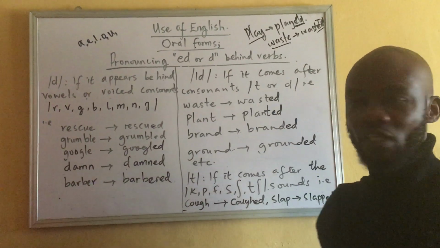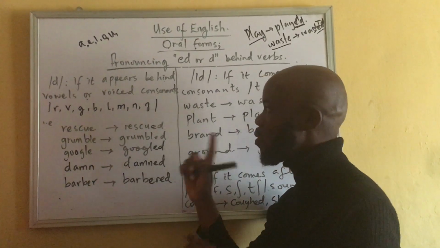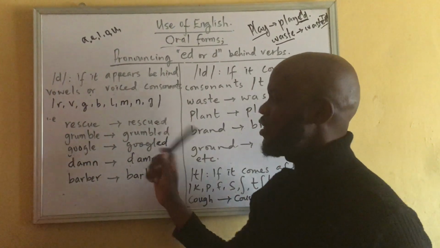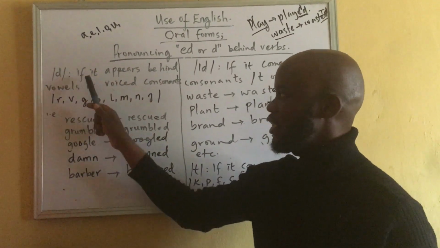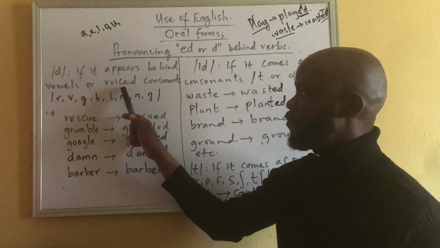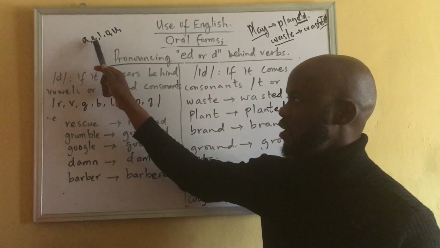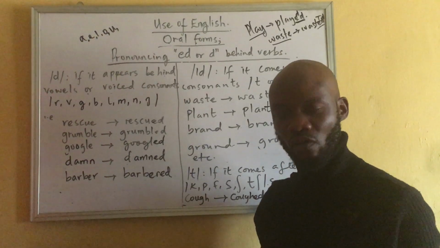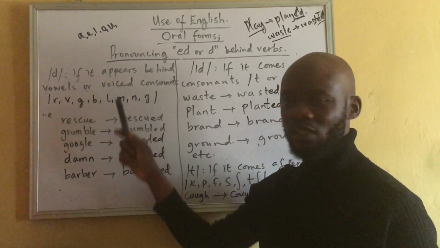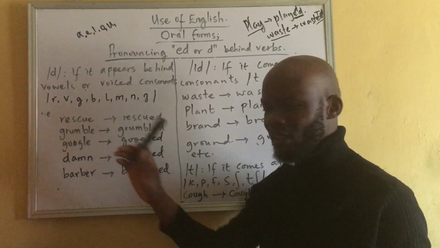Wasted, not wasted, as many Nigerian or second-language speakers would pronounce it. All right, so follow me to the end of this class to identify the unique factors that determine how each sound is produced at the end of verbs. Ed or d will sound as d if it appears behind vowels or voiced consonants. Of course, I know that you know what vowels are. They are the letters A, E, I, O, U of English phonology. Apart from that, there are two types, the voiced and the voiceless consonants, right? Now, our focus is on the voiced consonants.